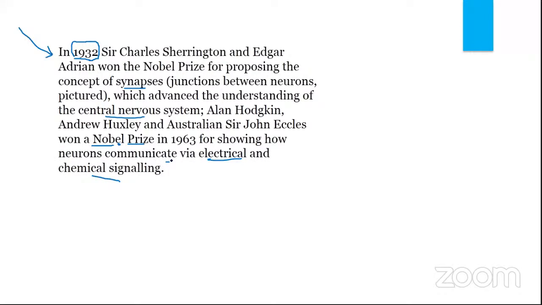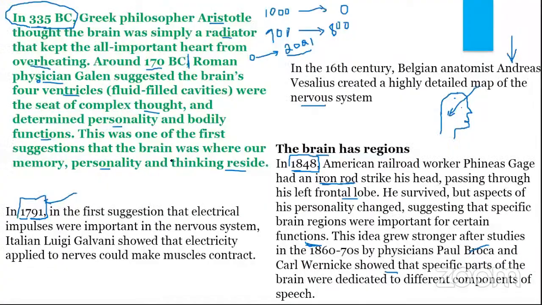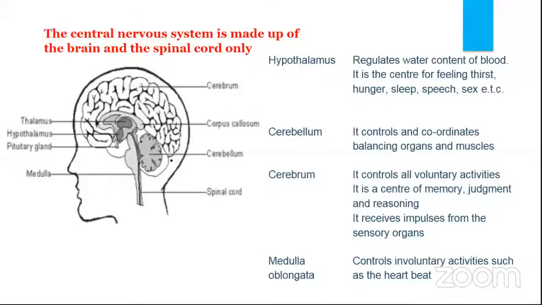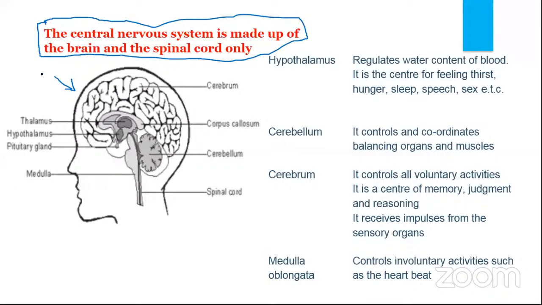Okay. Now, if you have understood how scientists have come to understand how the brain functions, then we can dig deep into understanding the central nervous system, which includes the brain and the spinal cord. It should be noted, I'm assuming this is your head. These are your eyes, your nose. You have a vertebral bone.